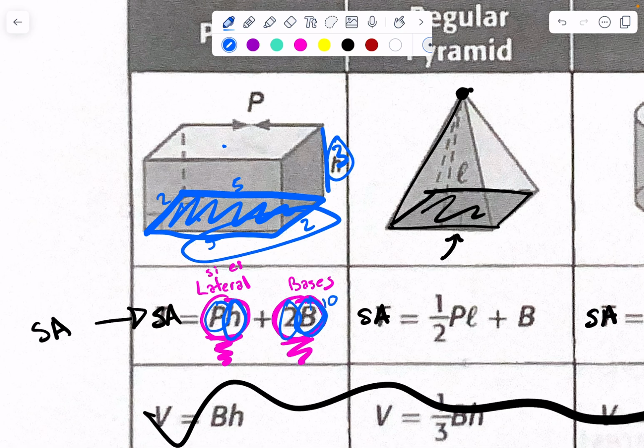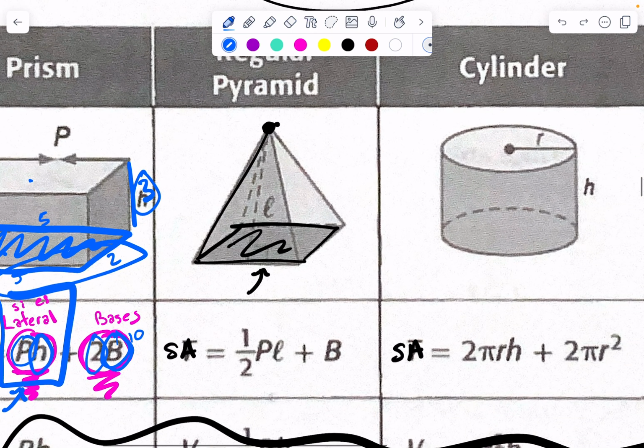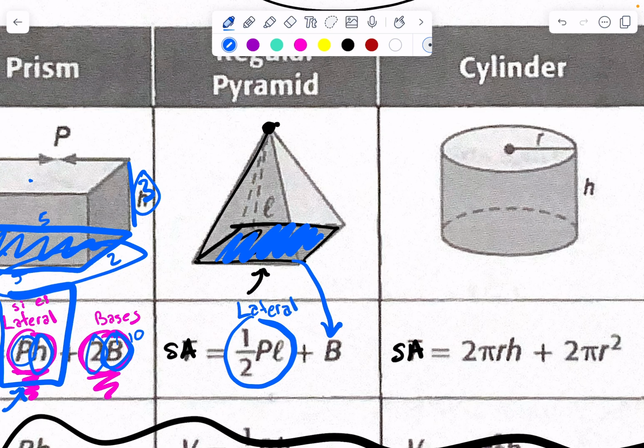Okay. But if they ask for lateral surface area, which they will, you're only going to do this part of the equation. And then they'll ask for total surface area, so you'll do all of it. Same thing here with a regular pyramid. I have one base, which is the bottom, and that's this part. And then this right here is going to be that lateral area. The lateral area again is like all of these triangles going all the way around. It's like the area around the edges.